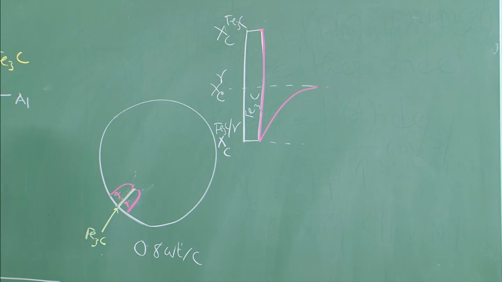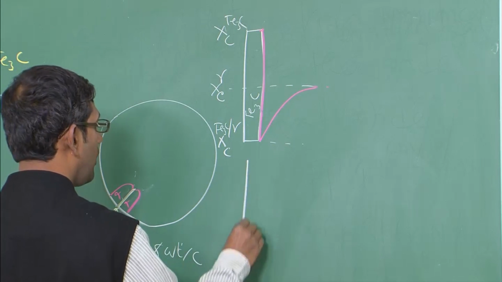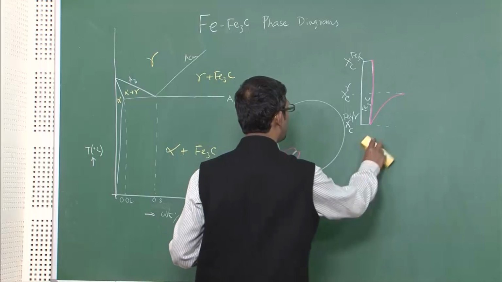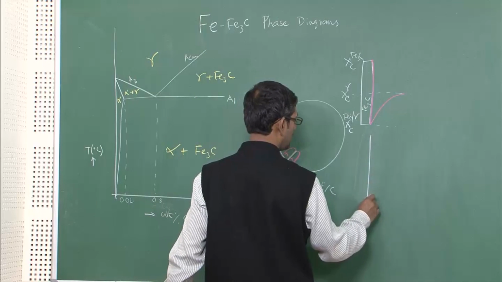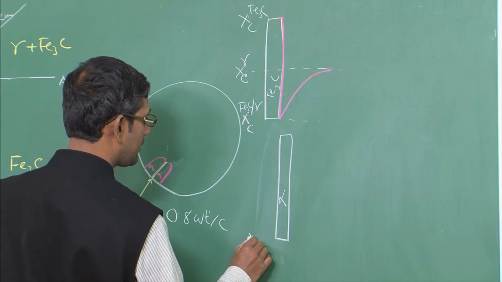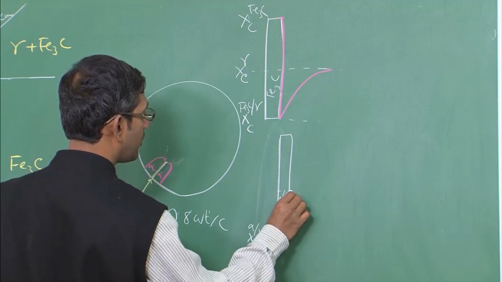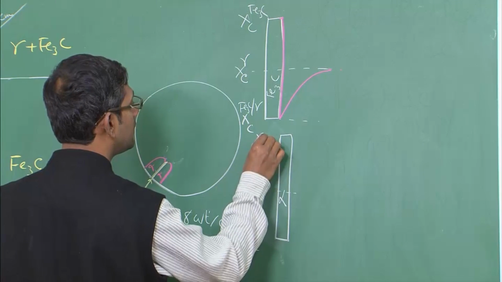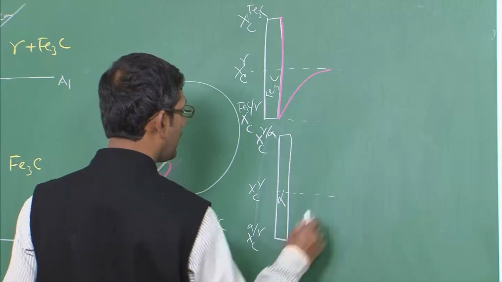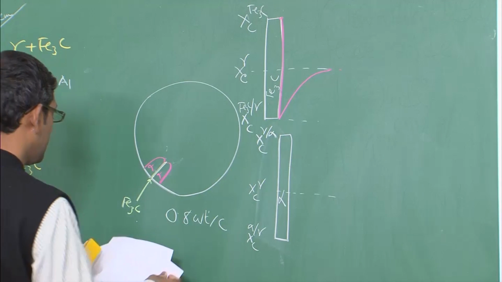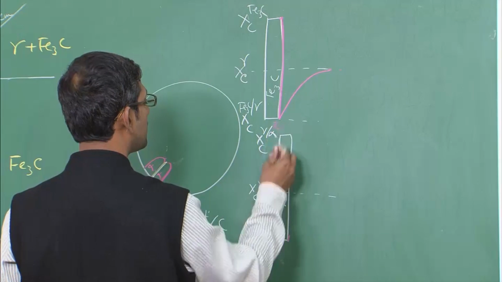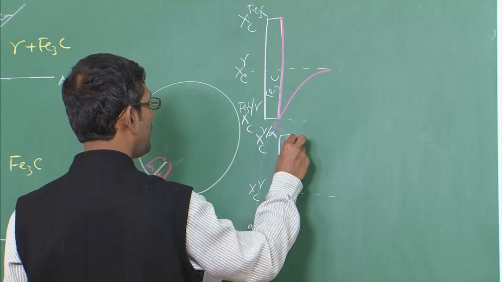So, now similarly I can draw it for the alpha. How will it look? I think it is better I draw it side by side. This is alpha, this is x c alpha gamma interface composition, this is x c gamma, this is x c gamma alpha. Okay. So, now how will it look? It will look exactly opposite. This is x equal to 0, this is the interface, and it will be like this.